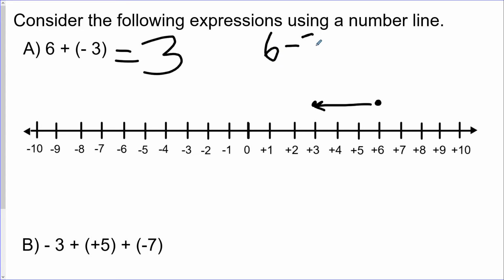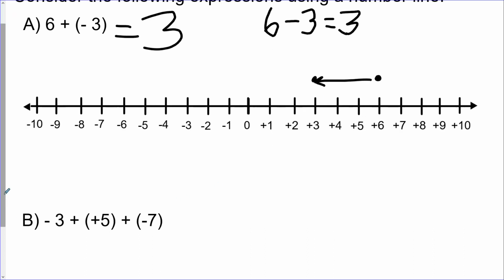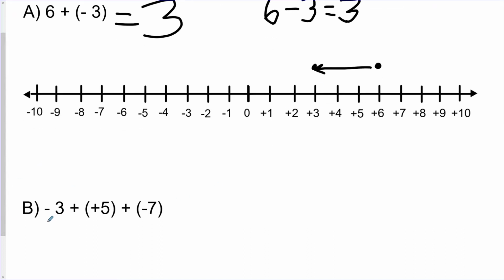Now, one thing I'd like you to notice as we're doing this is that if we had just done 6 subtract 3, we would get the same answer. And that's exactly part of my point that I'm getting at. Okay, so there's different ways to look at some of the addition that we're doing, but just keep in mind that they're all related. Okay, on to the bottom one here. And again, remember, if I'm going too fast for you, please feel free to pause the video or watch it again. You could never get enough of my voice.